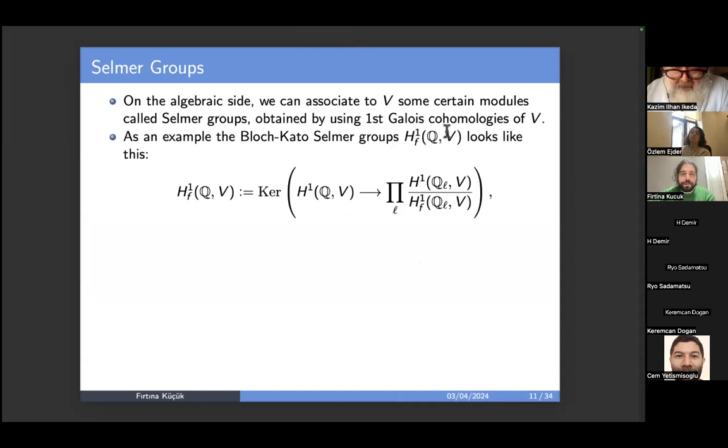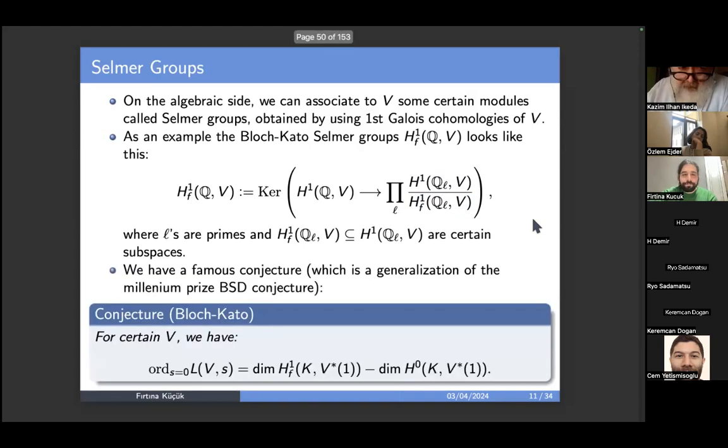For simplicity, I'm looking at representations of the Galois group of Q. And for each prime l, we are choosing a subspace of H^1(Q_l, V), and these are called local conditions. These are very important in the definition of Selmer groups, especially the local conditions at p will be very important for our discussions.